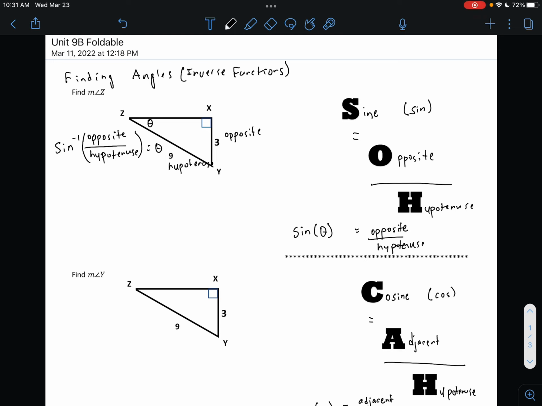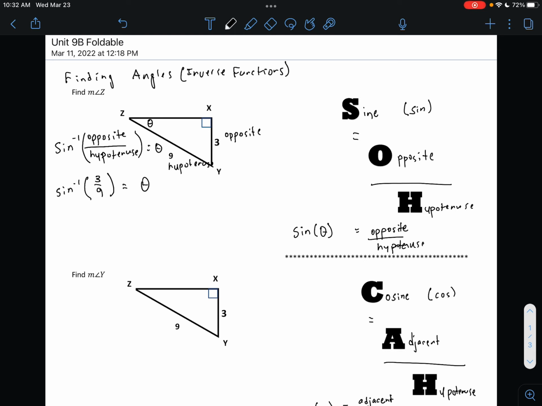So we can look at our pieces. We can see that the sine of -1 of my opposite over hypotenuse. My opposite side is 3. My hypotenuse is 9. So my inverse sine of 3 over 9 equals theta, my angle that I'm looking for. And to put that in the calculator, I'm going to do the same thing. I'm going to make sure I'm in degrees. So make sure you're in degrees first. Go to the mode button, toggle down, make sure you're in degrees.